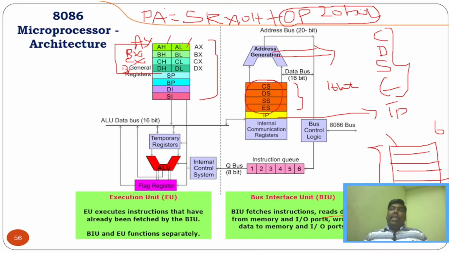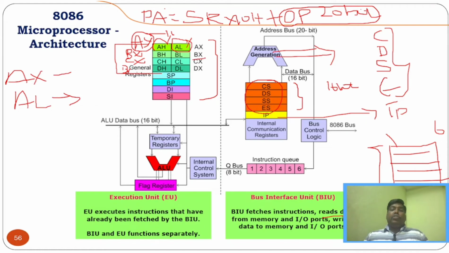AL will act as the default 8-bit accumulator, and AX will act as the default 16-bit accumulator.